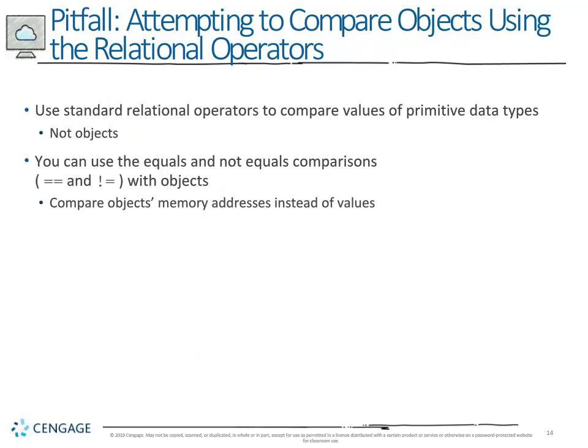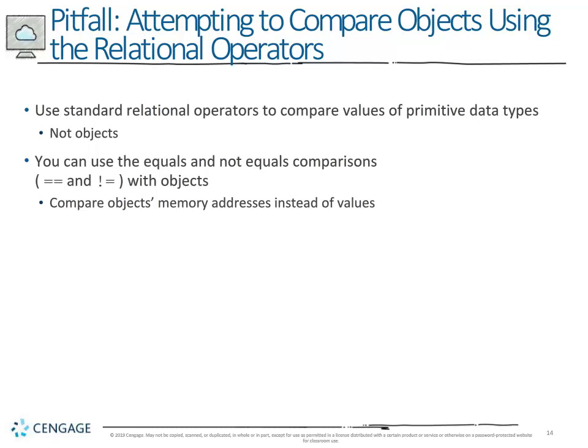We can use standard relational operators like equal, less than, greater than, less equal, greater equal, not equal, to compare the values of a primitive data type, such as an integer or double. But remember, objects cannot be compared using less than, greater than, less equal, or greater equal. It will give you a compile error.